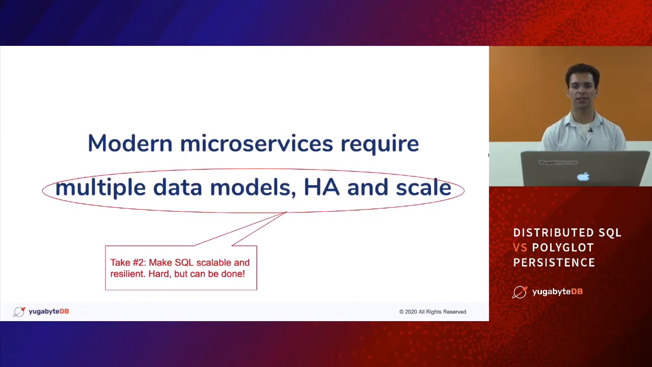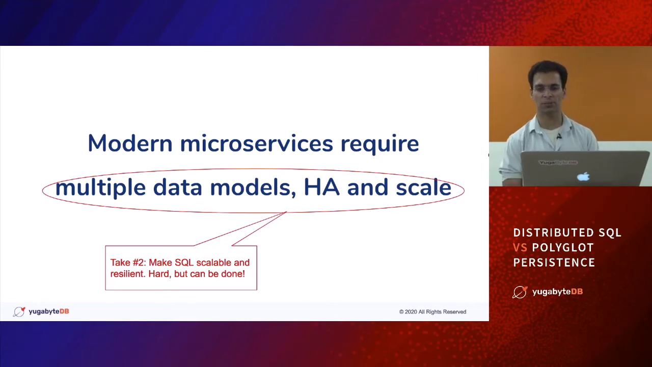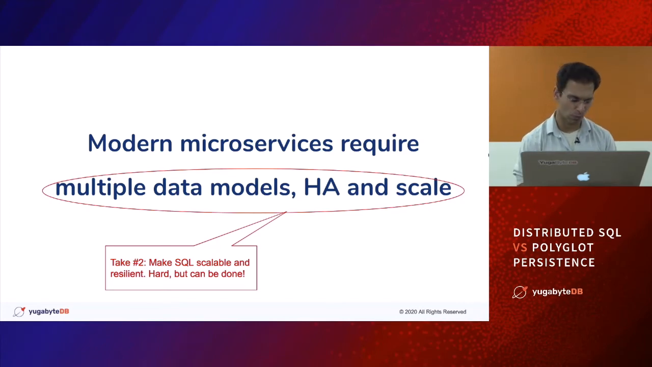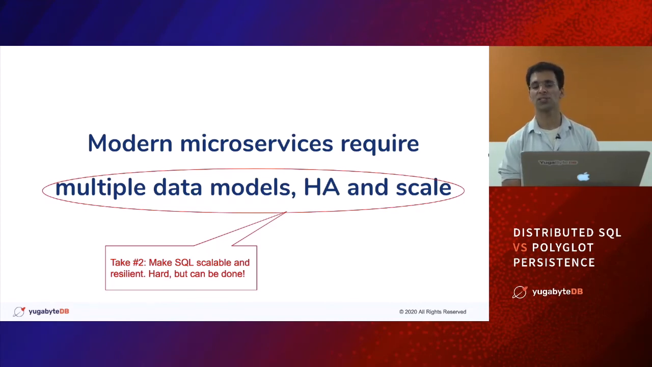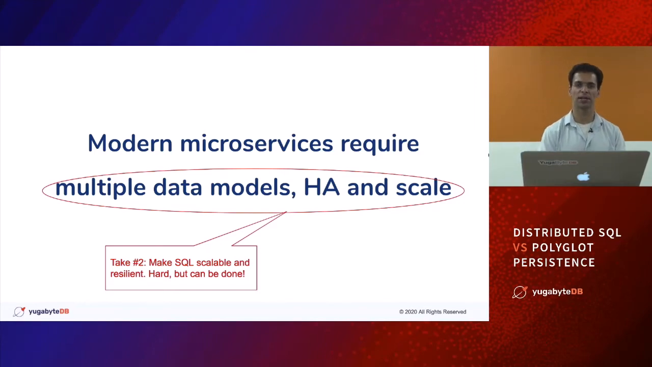So how do we make modern microservices work? How do we deal with the multiple data model requirement and the HA and scale? Well, what if we rethought the whole problem? What if we make SQL scalable and resilient? It's really hard to do this as a database, but it can be done, right? It has been shown by folks like Google Spanner that it is possible to achieve. It is difficult, but definitely possible.